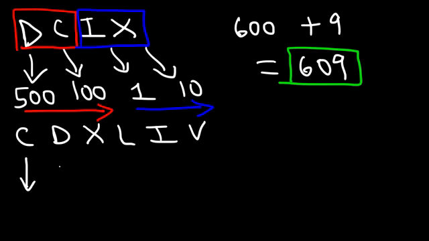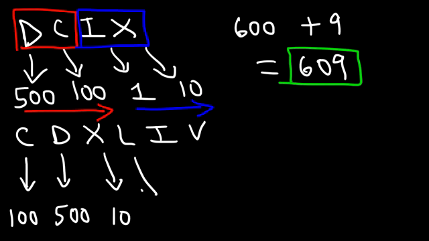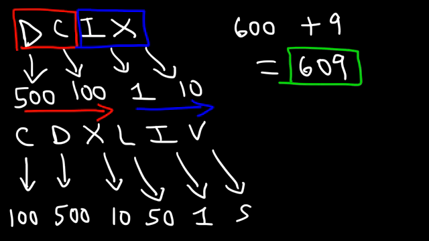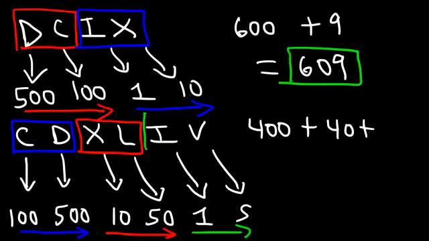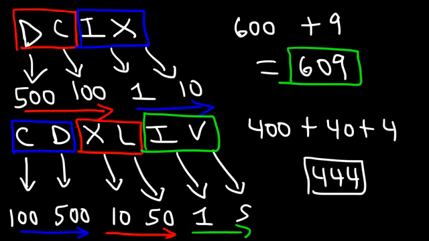Now let's try this example. C is 100, D is 500, X is 10, L is 50, I is 1, and V is 5. Looking at the first two numbers, notice that we're going from a small number to a big number. So therefore, subtraction is what we've got to use. So this is going to be 500 minus 100, and that's 400. Now the situation is the same for the next two. We're going from a small number to a big number. And so we've got to subtract 50 minus 10, which is 40. And for the last two, we can see the same situation. So it's going to be 5 minus 1, which is 4. 400 plus 40 plus 4 is equal to 444. And so that is the value of CDXLIV.